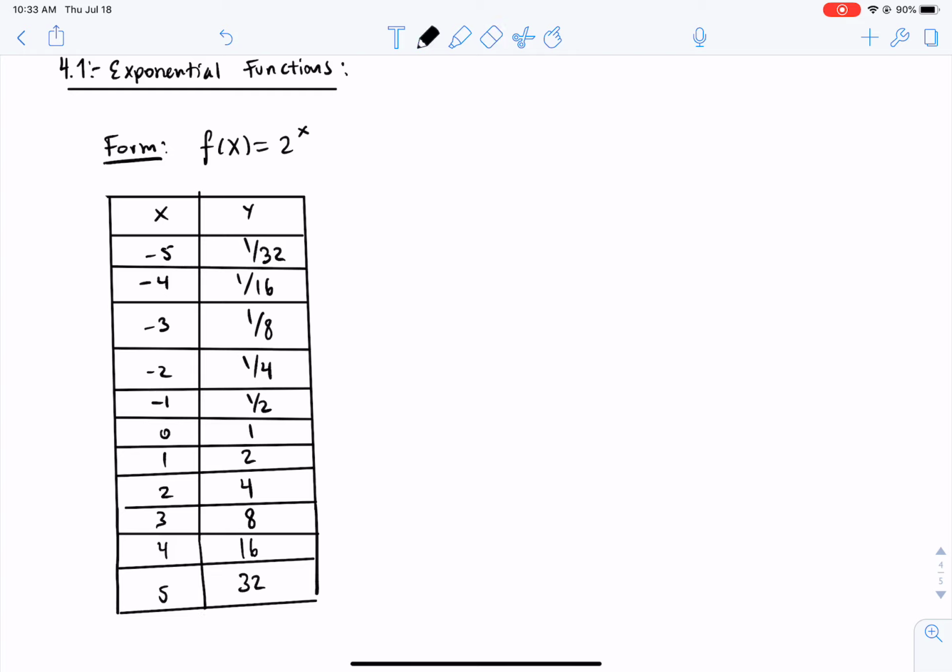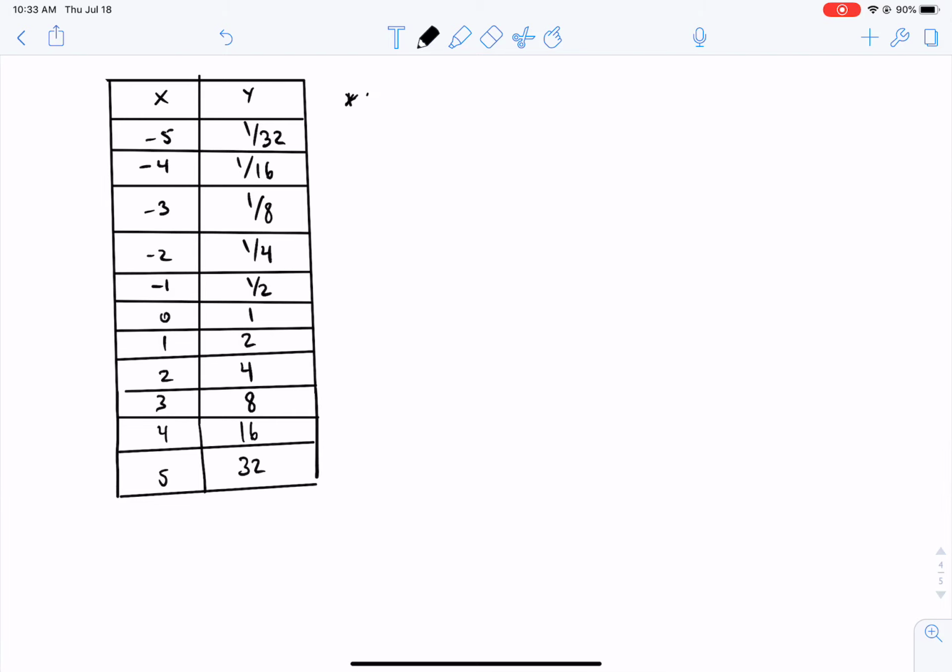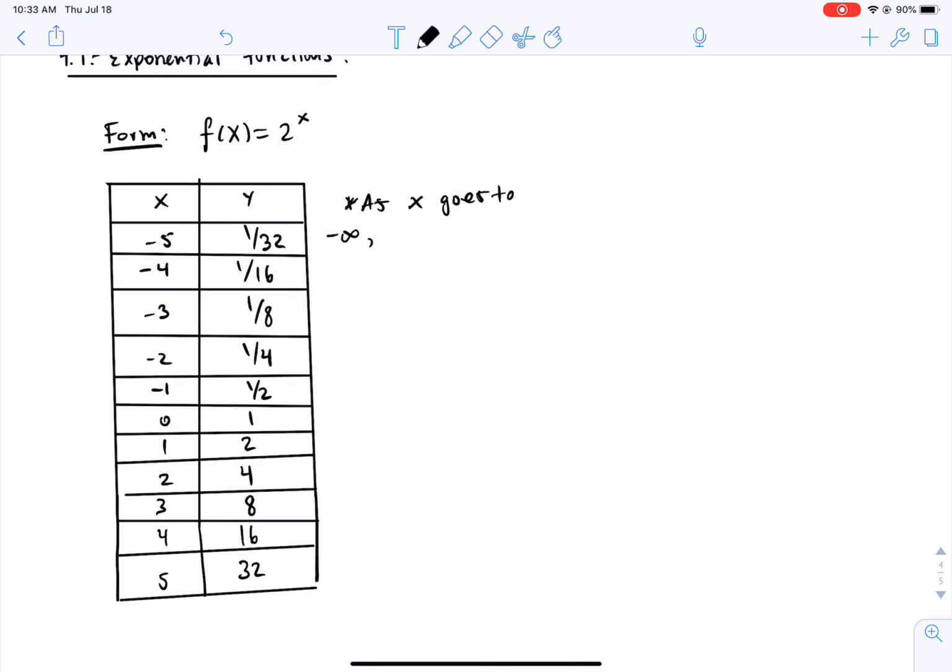So we say as x goes to negative infinity, let's write this out before I forget. As x goes to negative infinity, the function goes to 0. The function gets closer to 0.